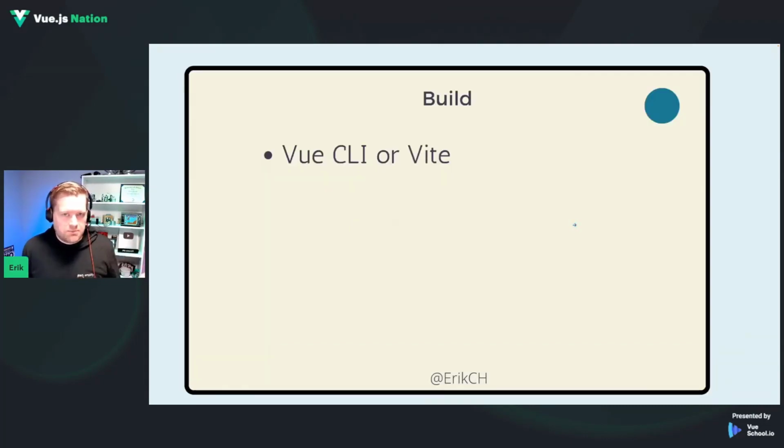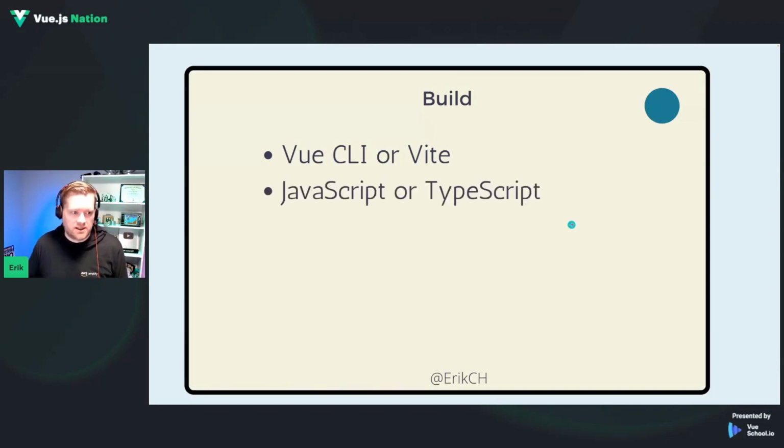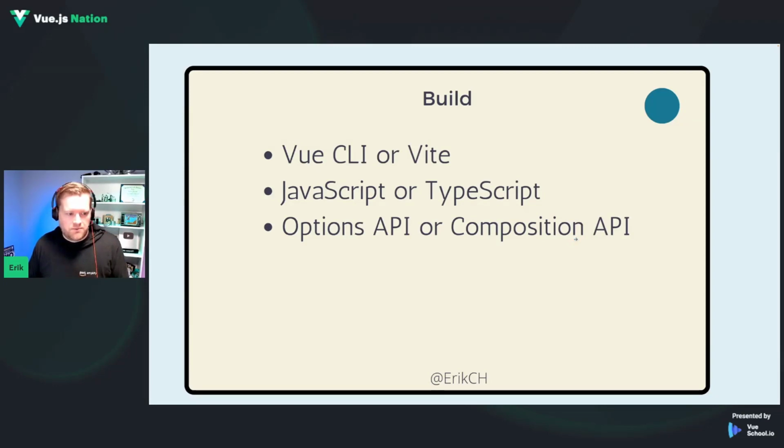So first, what kind of build tools should you use? Vue CLI or Vite? Vue CLI is in maintenance mode, but don't count it out. It could still be used. Vite is obviously really popular, or you might even just use something like Rollup and create it all yourself and not use any of these. TypeScript's been talked a lot about. Should you use JavaScript or TypeScript? I mean, you kind of need to make that distinction. Options API or composition API. Pinia or something like XState or Vuex or a different kind of state management system, or do you need any state management system at all?